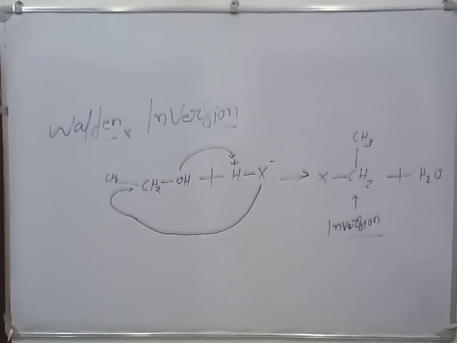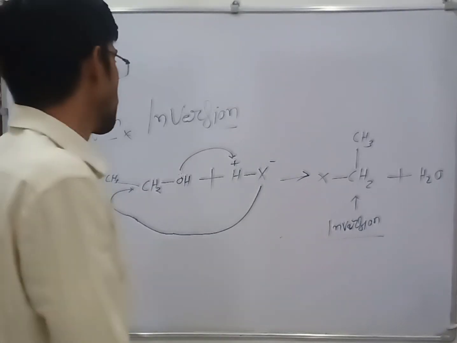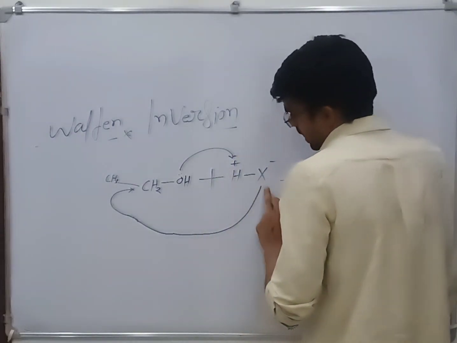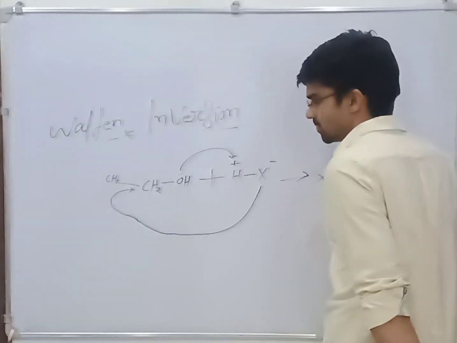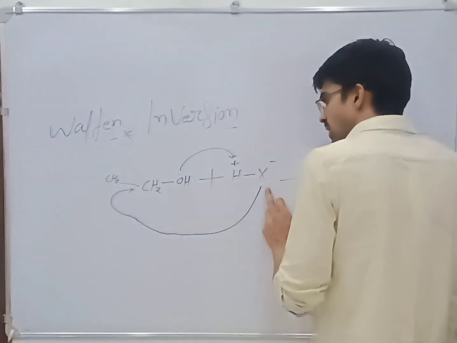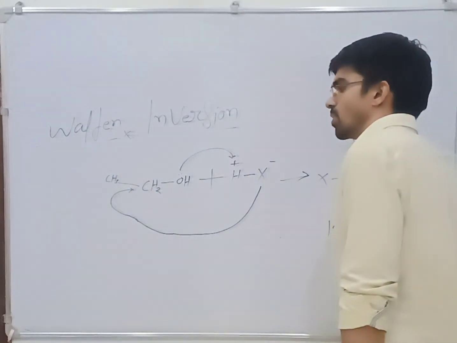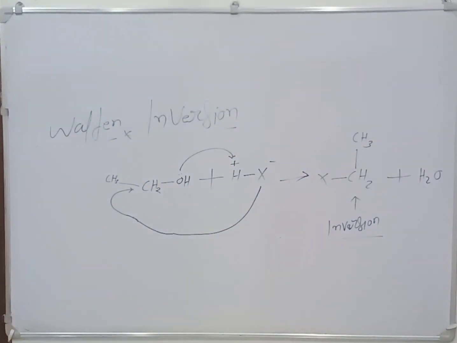Only in the SN1 mechanism are retention and inversion products possible, but in the SN2 mechanism only inversion products are possible. Why is it so? As you know, in the SN2 mechanism we use strong nucleophiles, so it will attack immediately. It does not wait for the formation of a carbocation. So it will immediately attack the carbon from the rear side.